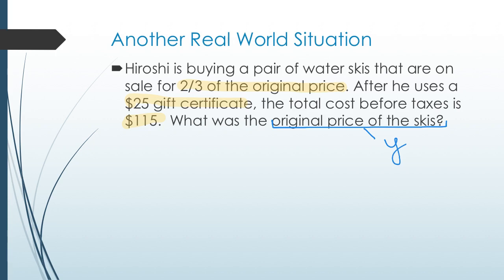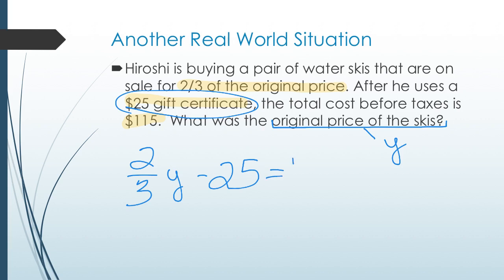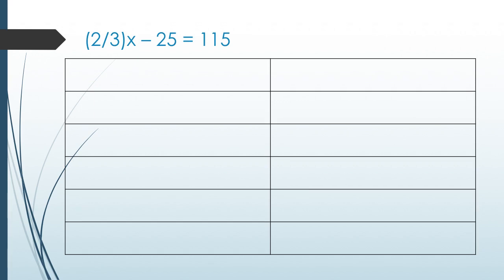Our variable, I'm going to use y this time. So, I know that I paid 2/3 of the price. And then, this $25 gift certificate tells me I took $25 off the price. And then I ended up paying $115. So there's my equation. Okay, so maybe I used x originally. So we're going to solve this equation. My first step, I want to get rid of that. How do I get rid of minus 25? Well, that's easy. I'm just going to add 25.